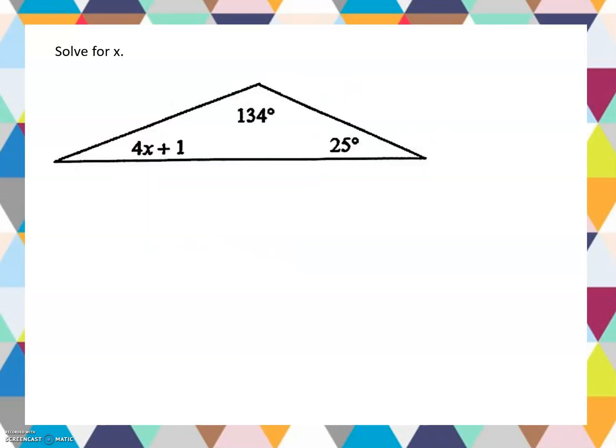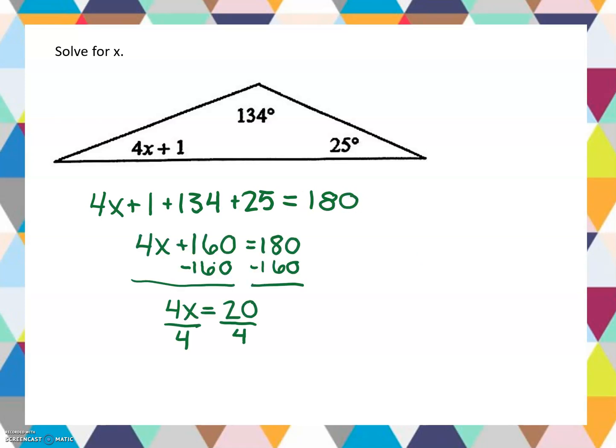Right, moving on to another problem. We have a triangle with some angle measures given, and we just need to note that the angles in a triangle add up to 180 degrees. So if you're asked to set up an equation, we can just take these angle measures, add them all together and set them equal to 180. And after going through the math, you'll end up with x equals 5. All right, let's do another one.